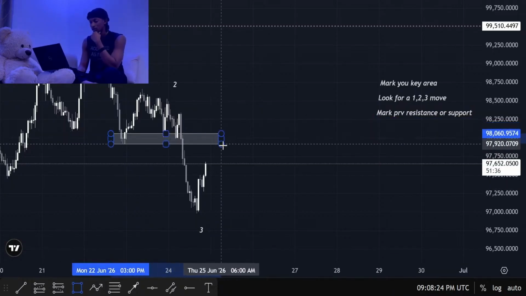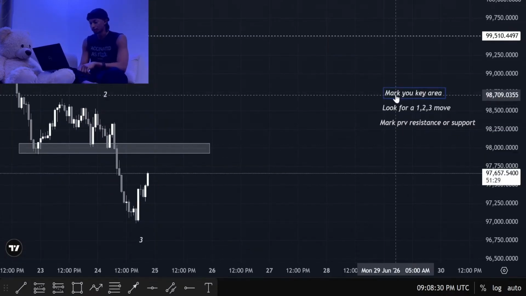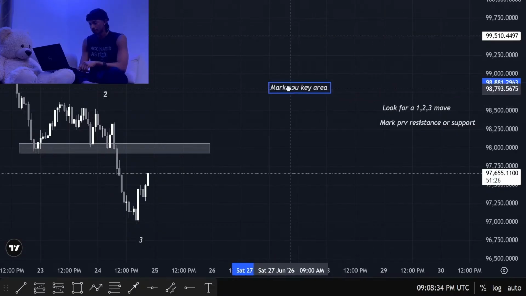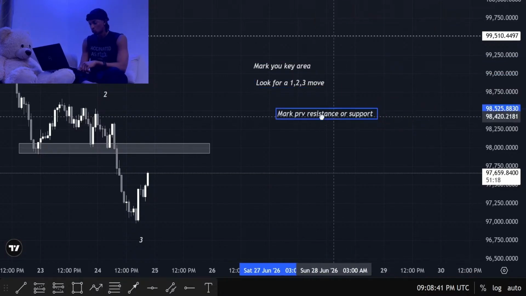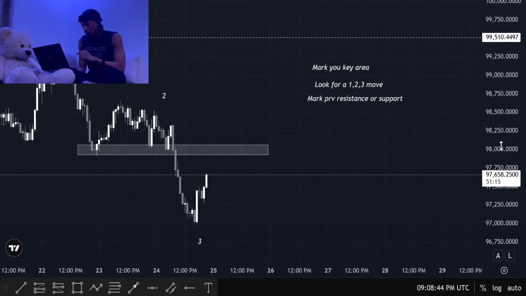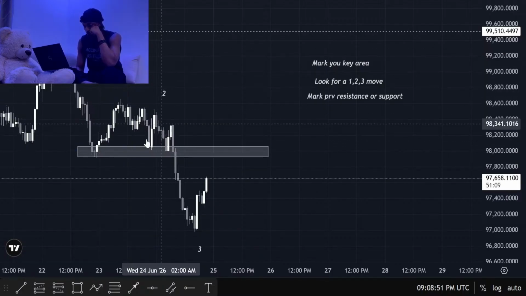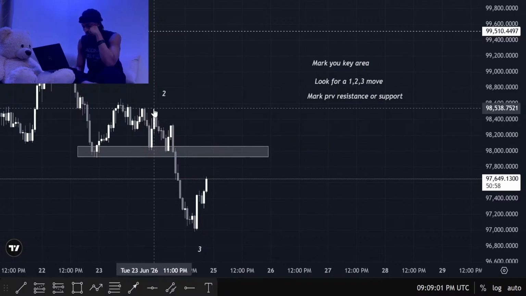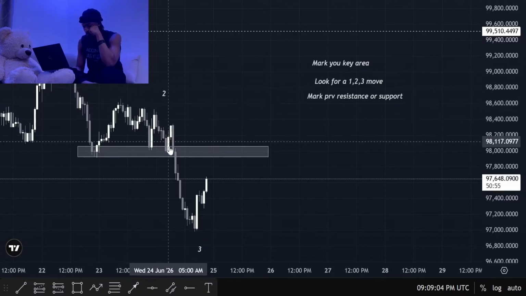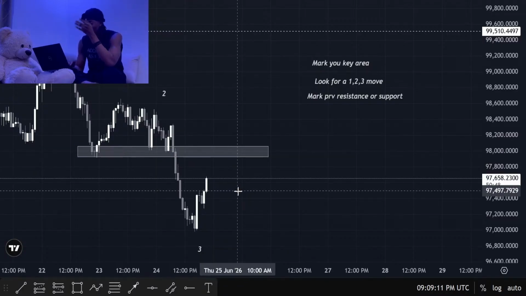Let's do it like this. So this was the previous resistance and support area. As you can see, on here it was a support where price came, made a move, came back, still made a small move, but almost over the previous move, and then broke it. Once it breaks through the support, it turns into a resistance.